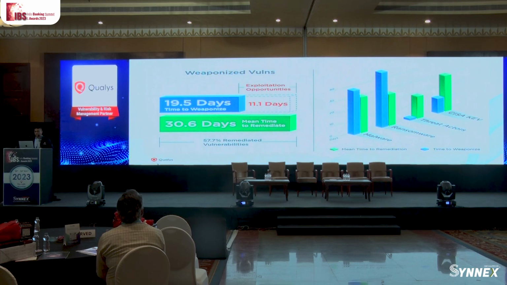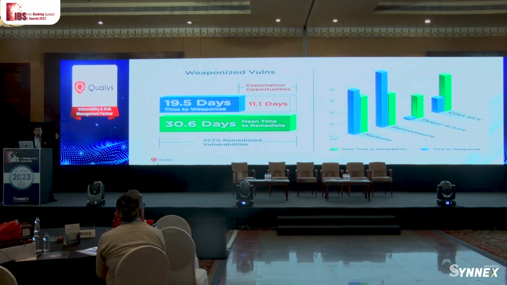Now, for these vulnerabilities which have been weaponized, if you look at the stats here, 57.7% of them have been remediated in around 30.6 days. This is the mean time to fix a vulnerability that has been weaponized. But within 19.5 days of a vulnerability being published, it has been weaponized. So there is a gap of 11 days within which exploitation is happening. The threat actors are exploiting these vulnerabilities. So this mean time to remediate has to come down.